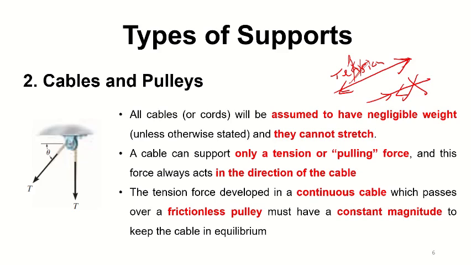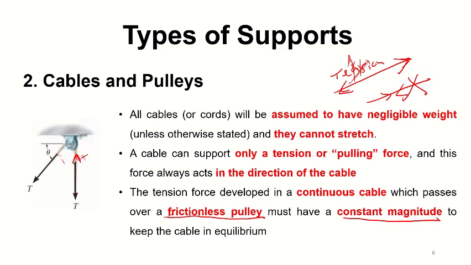The tension force developed in a continuous cable which passes over a frictionless pulley must have a constant magnitude. So if you take this cable and assume the tension here is T, then here also the tension must be T, and here the tension must be T. It must have a constant magnitude.